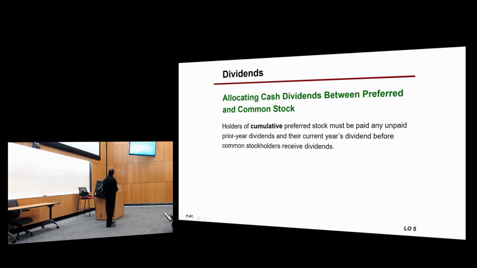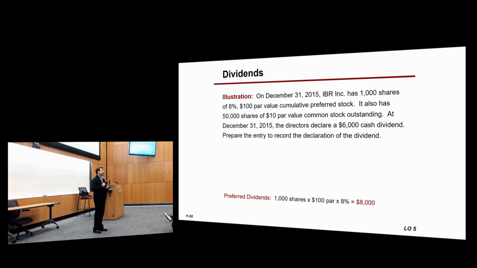Now here we will look at how it is distributed between preferred stock and common stock. Again, the cumulative preferred stock will have precedence over common stock. On December 31st, 2015, IBR Inc. has 1,000 shares of 8%, $100 par value cumulative preferred stock. It also has 50,000 shares of $10 par value common stock outstanding.